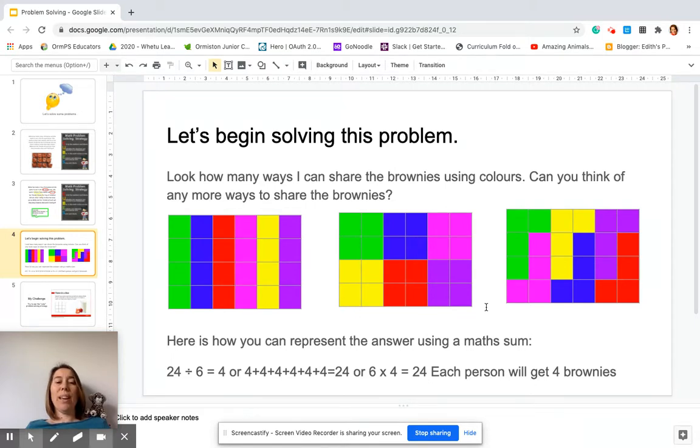I'm sure you can. Here are some ways that you can represent the answer using a maths sum. You could go 24 divided by 6 equals 4, or 4 plus 4 plus 4 plus 4 equals 24, or 6 times 4, which equals 24. Each person will get 4 brownies.